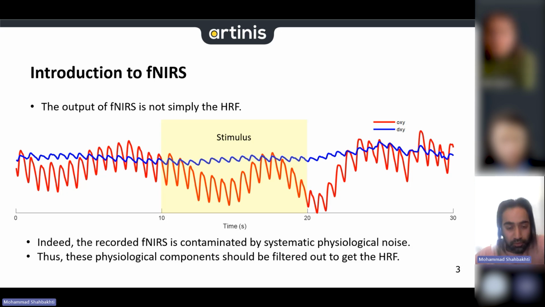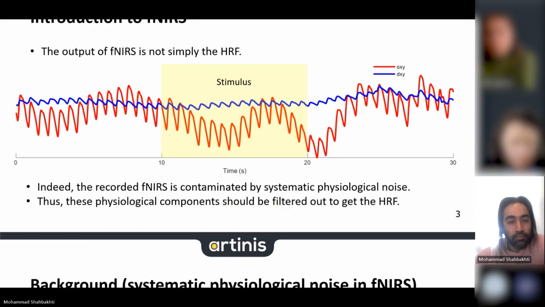I'm not going to go into details about the HRF and how we can extract it. We have some material on our YouTube channel you can watch, and I think within 2 weeks we're going to have an on-site seminar introducing fNIRS, where my colleagues will explain in detail how we can extract the HRF. Here I'm just going to talk about the physiological component, but if you need more information, please visit our YouTube channel or contact my colleagues.